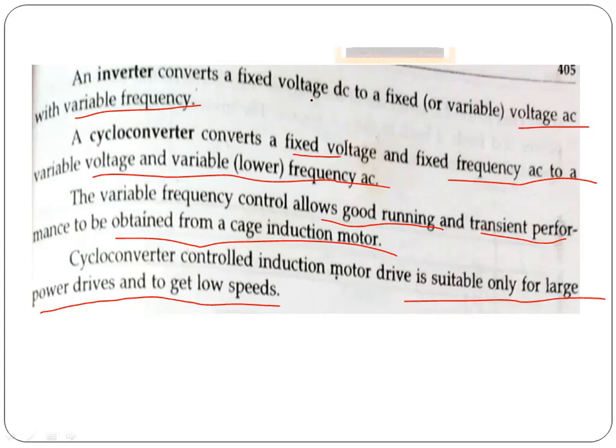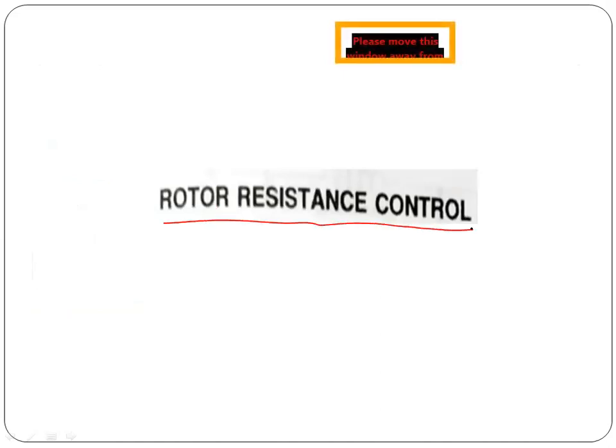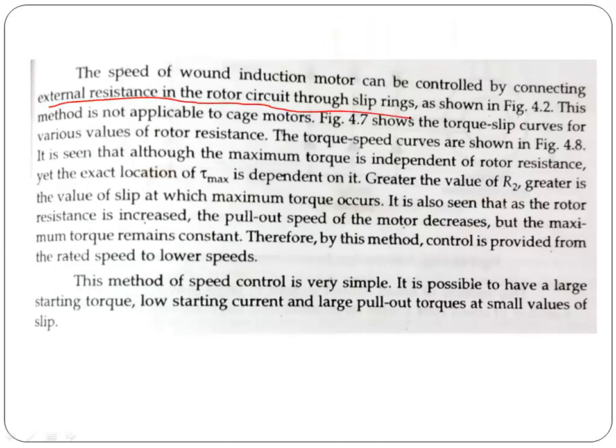And here we can use different kinds of power electronics converter for changing the frequency as well as voltage simultaneously. Our next method is rotor resistance method, and this method is mainly applicable for slip ring type induction motor. The speed of wound induction motor or slip ring induction motor can be controlled by connecting external resistance in the rotor circuit through slip rings. This method is not applicable to cage rotors or cage motors.